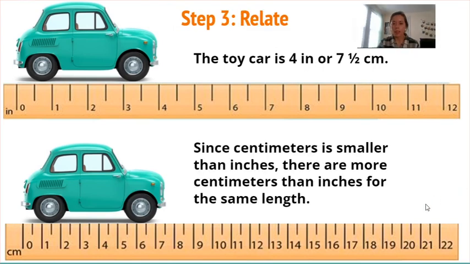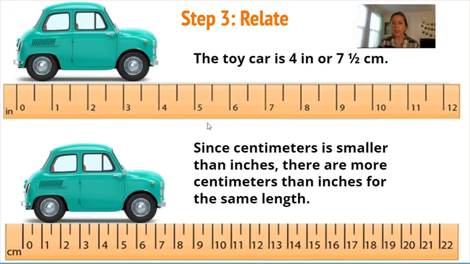All right, so here we're going to relate the two different measurements, right? We can say the toy car is 4 inches or 7.5 centimeters. It's important we use "or" because it is the same length. It's not two different lengths. It's actually the same, 4 inches or 7.5 centimeters, so to say. One's not longer than the other. But how do we further relate that?